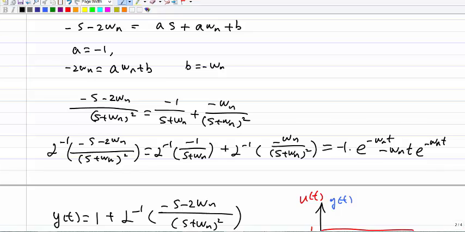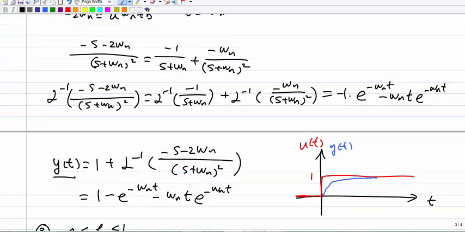Accordingly, my y sub t is just 1. Don't forget about the 1, plus L inverse of this whole thing, right? So this is equal to 1 minus e to the minus wnt, minus wn t e to the minus wnt, where we replace this stuff by whatever value we computed over here. So what do we have? When we have u sub t, the output looks sort of like this.